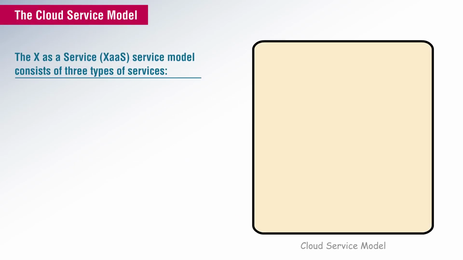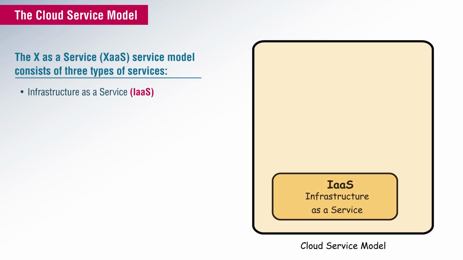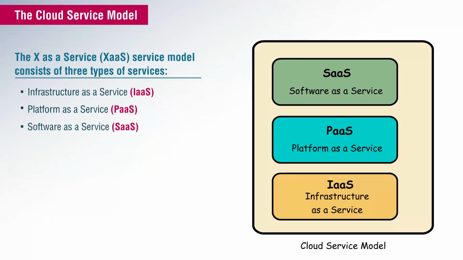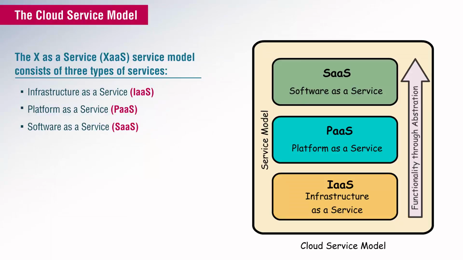The XaaS service model consists of three types of services: infrastructure as a service, or IaaS, platform as a service, or PaaS, and software as a service, or SaaS. In this figure, you can see these three types of services in the cloud service model. The functionality of the software stack, from low-level server components to the cloud, grows by increasing the abstraction of functionality.